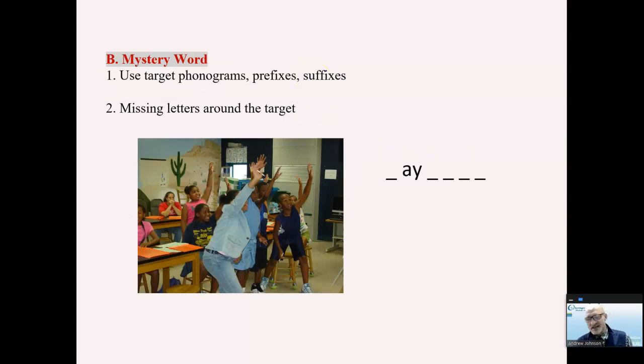Oh, this is a good one. It's kind of like Wheel of Fortune, called mystery word, but there's no wheel and there's no fortune. You have a target word that has a phonogram, prefix, or suffix that you're focusing on, and you include that target with the letters. I'm focusing on the AY phonogram or word family. And they guess. This is a fun game.